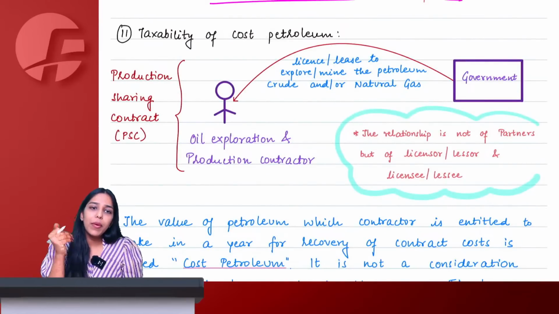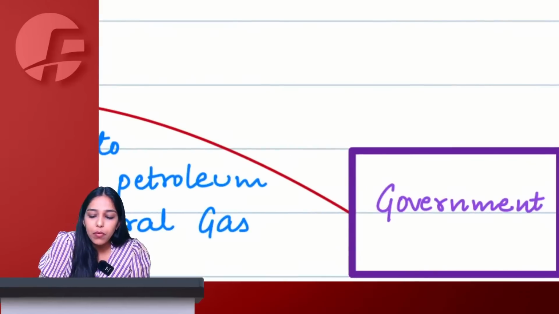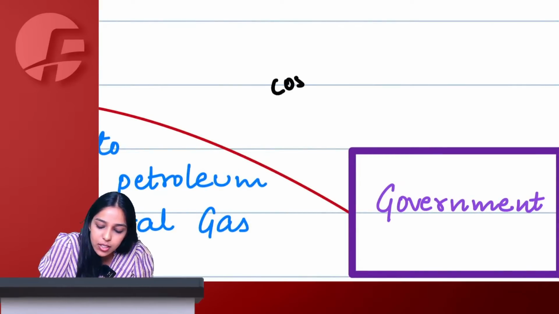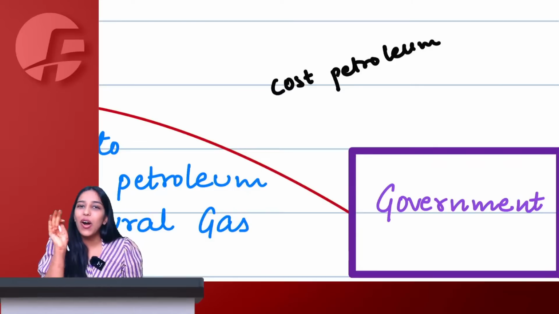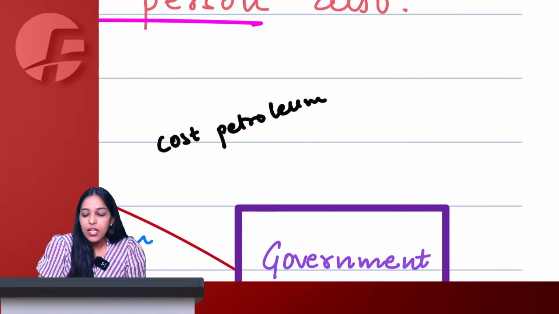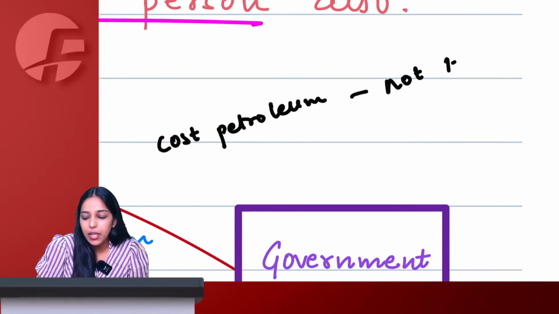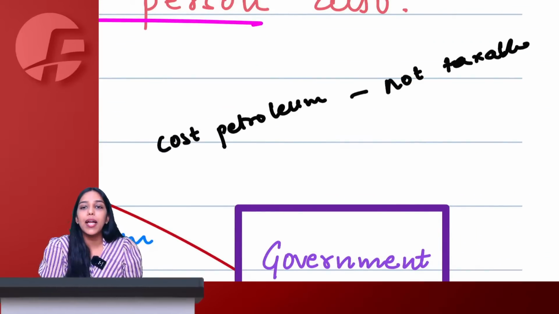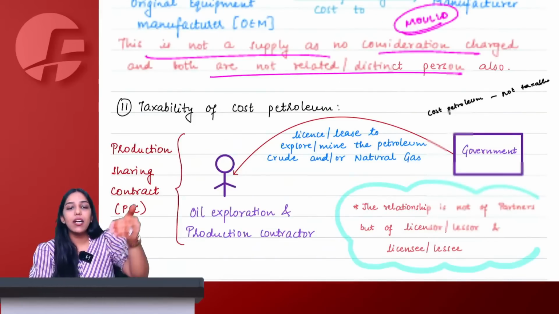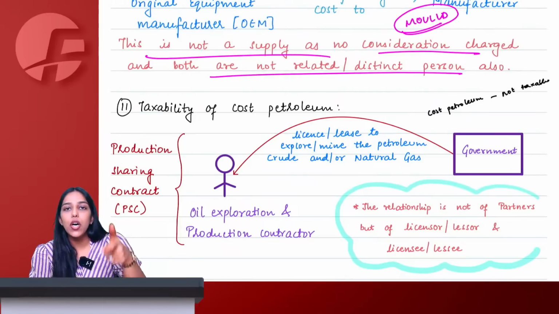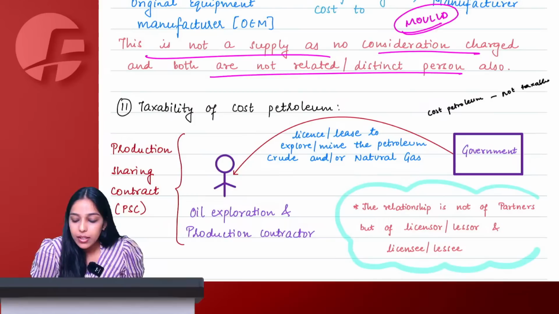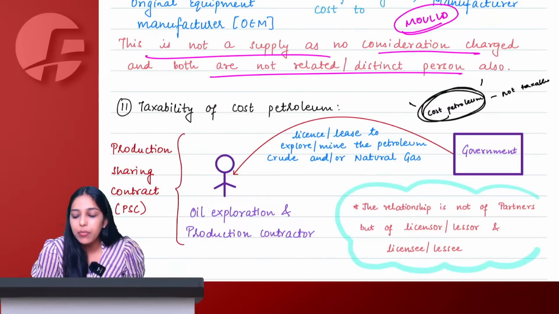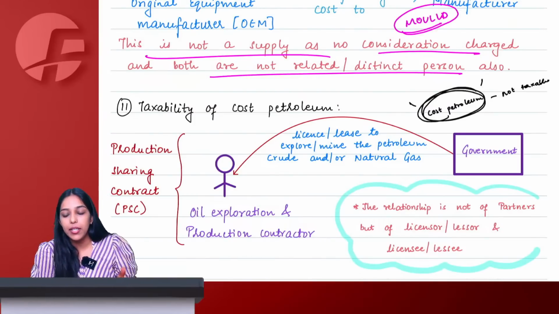I will not go into much detail of cost petroleum for now because we are in revision. I cannot explain everything because we are in a revision series for now. Simply what you have to understand is cost petroleum is not taxable under GST. It is basically not a supply only. So whatever cost recovery you are doing to obtain the license or lease for this kind of mining, this cost petroleum recovery that you are doing is not taxable under GST.